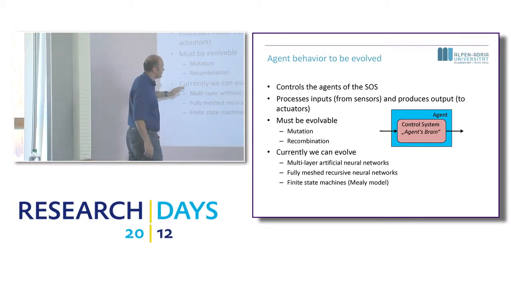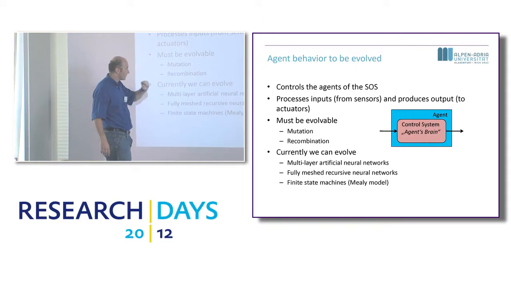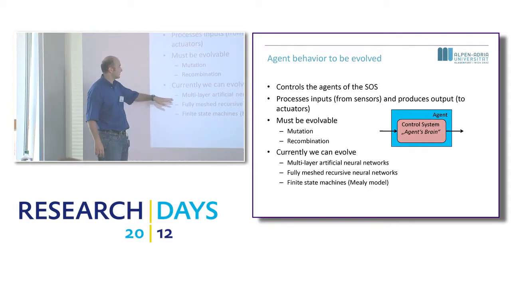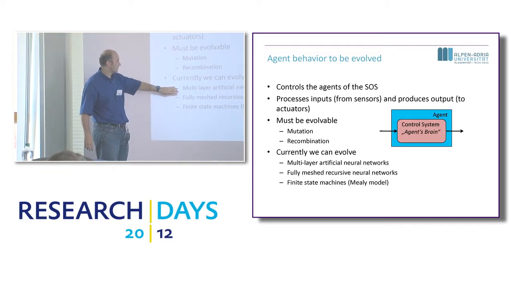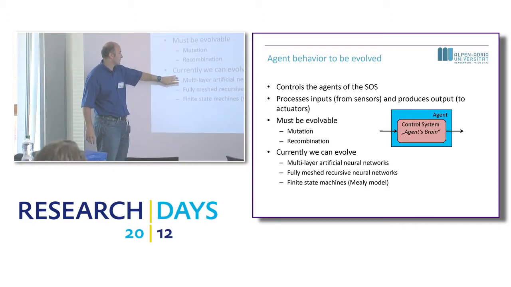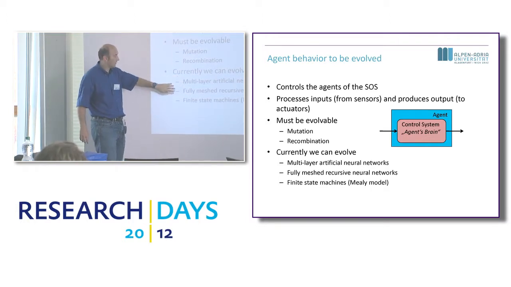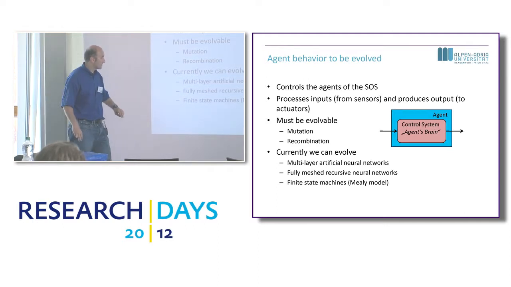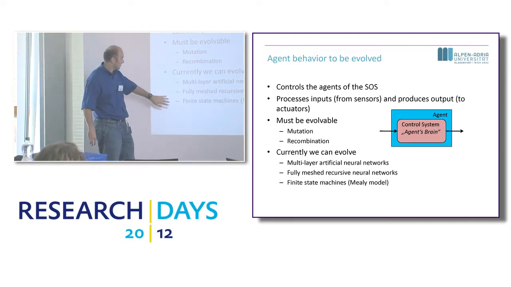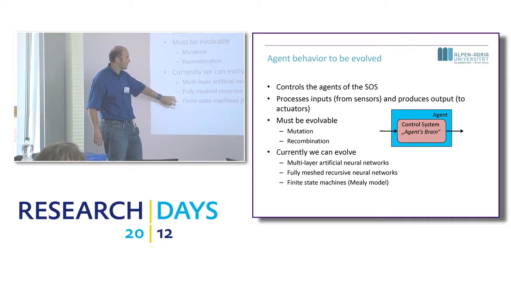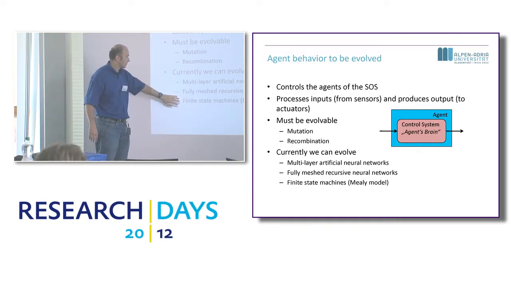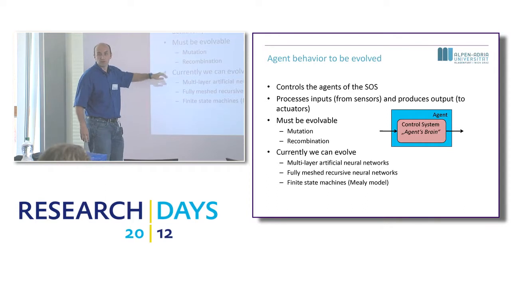So instead, what we have used, and were very successful with, was artificial neural networks. We have currently implemented systems with multi-layer artificial neural networks and with fully meshed recursive neural networks. And also recently, we have an implementation of a finite state machine according to the Mealy model, which can also be evolved, mutated, and recombined.